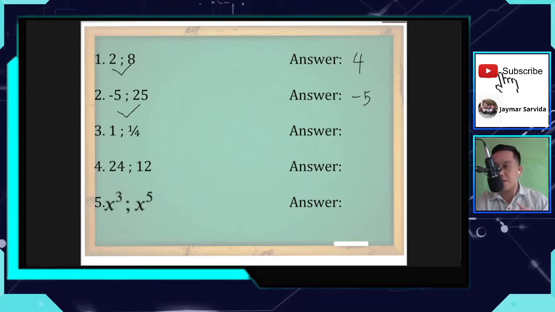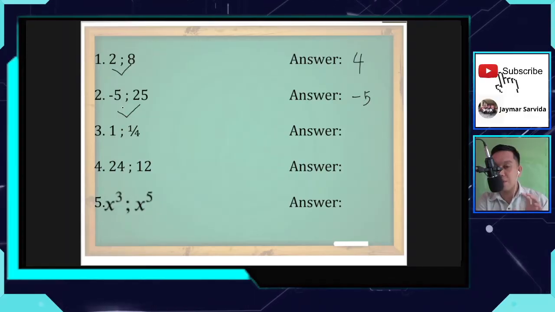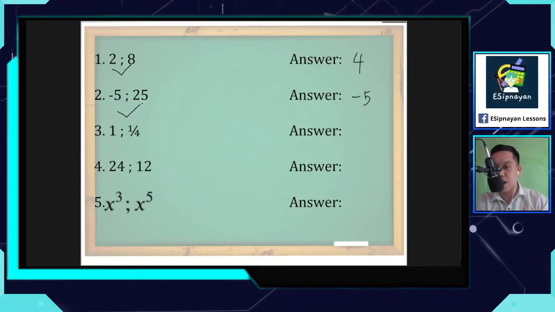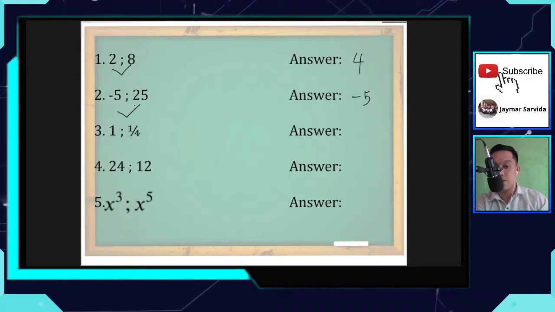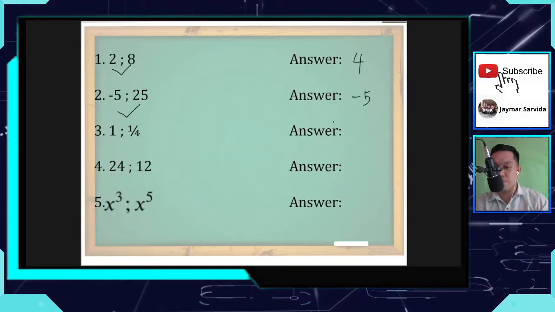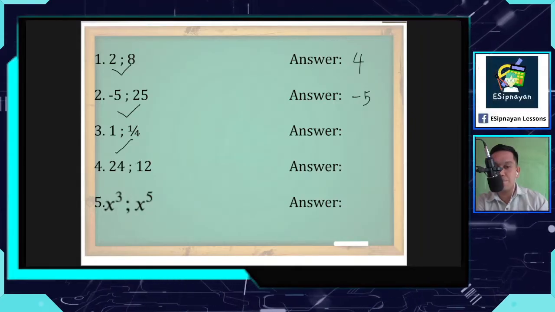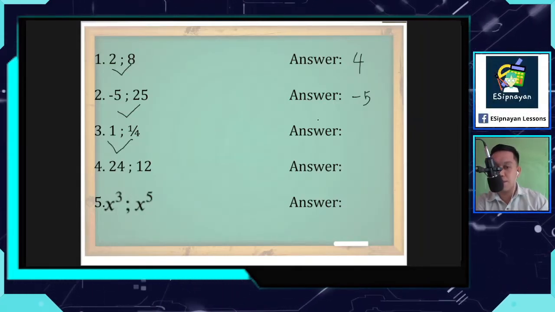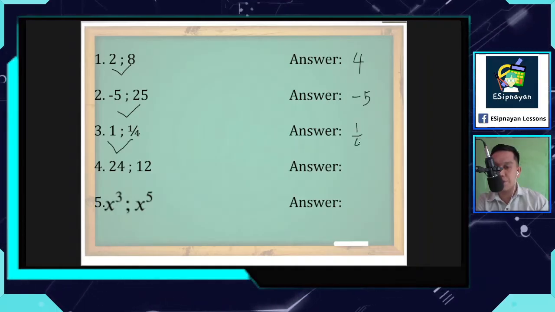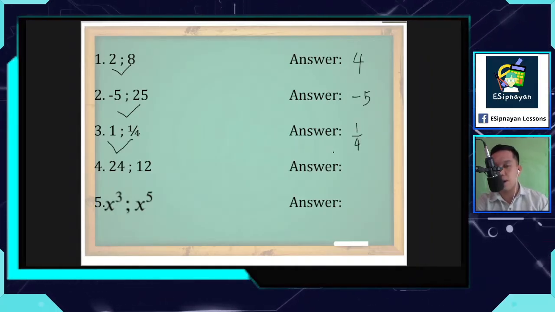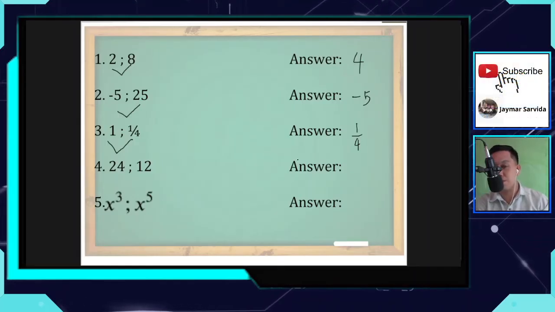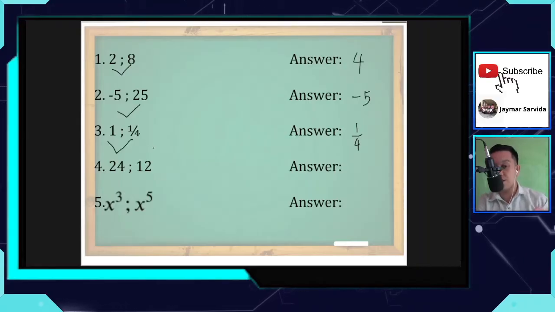Again, sa ating division of integers, kapag magdi-divide tayo ng magkaiba yung sign ng dalawang integers or dalawang numbers, the answer is automatically a negative number. So, dito, 25 divided by negative 5 is negative 5. Then, 1/4 divided by 1. That is still 1/4. Any number that you divide by 1 is equal to the number itself. So, therefore, 1/4 pa rin yung ating sagot dito.